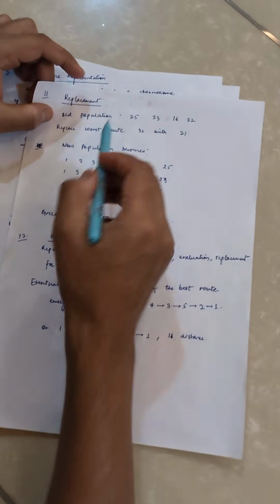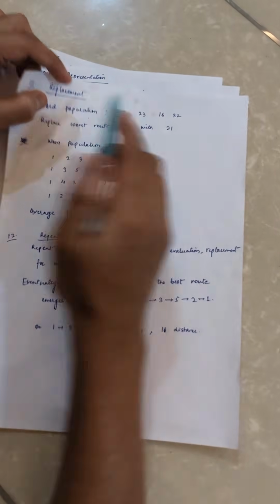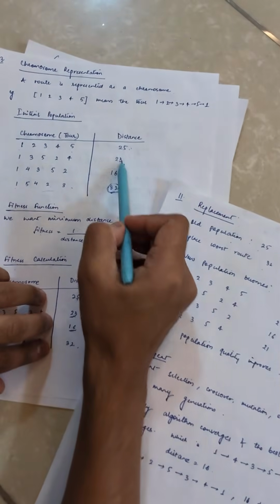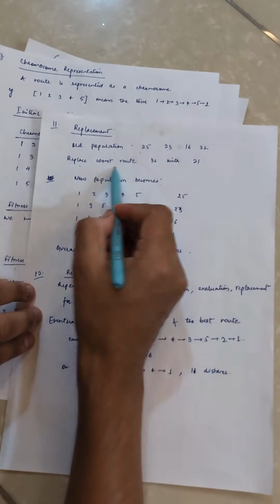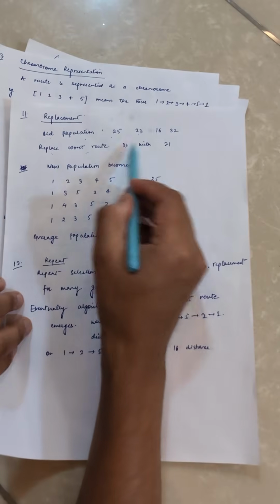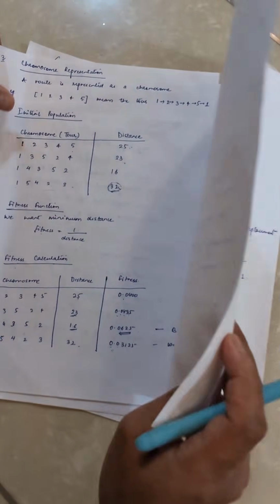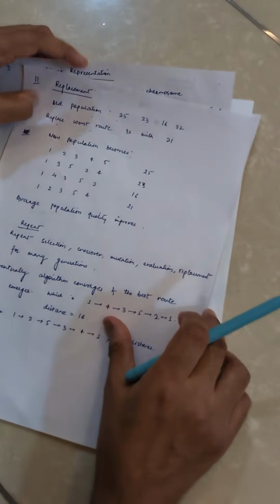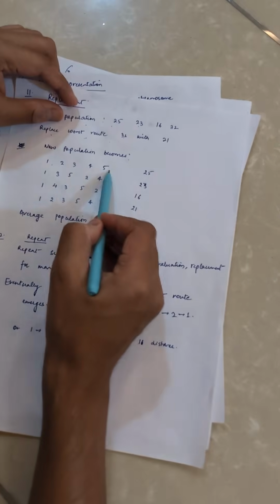The next step in the process is replacement, right? So the old population was 25, 23, 16, 32. Now replace the worst route. So we'll replace 32 with 21. So the new population becomes 25, 23, 16, 21.